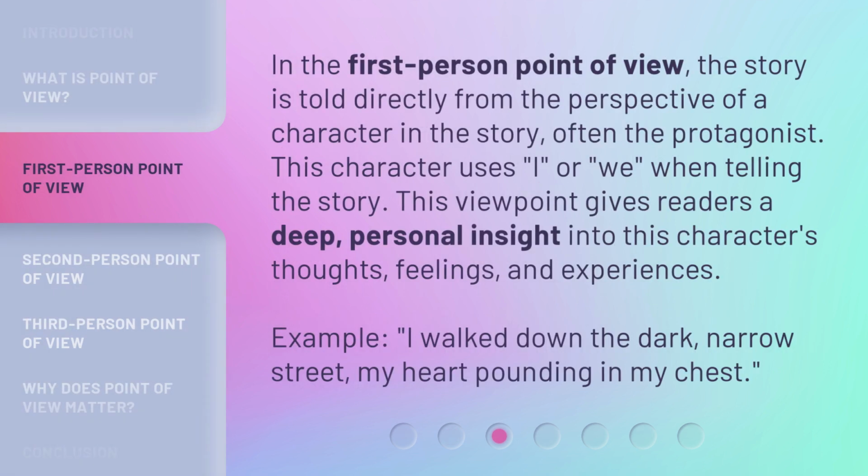In the first-person point of view, the story is told directly from the perspective of a character in the story, often the protagonist. This character uses I or we when telling the story. This viewpoint gives readers a deep, personal insight into this character's thoughts, feelings, and experiences. Example: I walked down the dark, narrow street, my heart pounding in my chest.